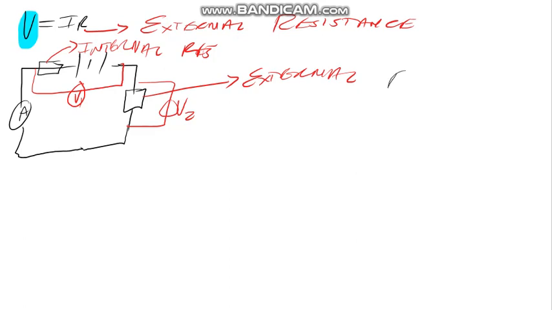Sometimes they call it external potential difference, sometimes external resistance. This one will have a potential difference, and potential difference is just the volt drop. So they say an increase in the external resistance of the circuit will cause the external potential difference to increase.